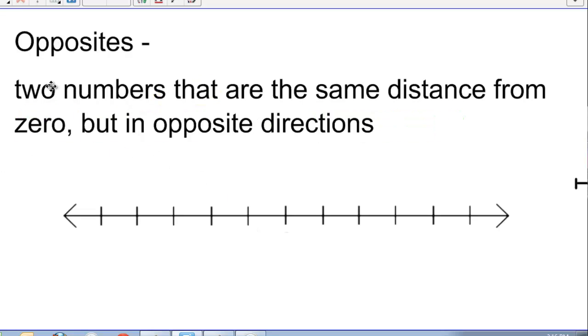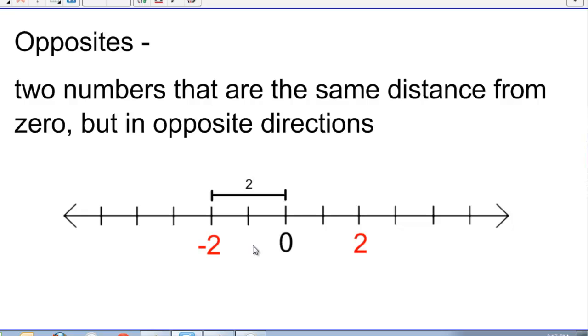So here's the definition for opposites. They are two numbers that are the same distance from 0, but in opposite directions. So if we look at a number line here, 0 goes right in the middle, and 2 and negative 2 are opposites of each other. Because the positive 2 is 2 units away from 0, and negative 2 is also 2 units away from 0. So they're the exact same distance away from 0, but in opposite directions. So those are opposites of each other.